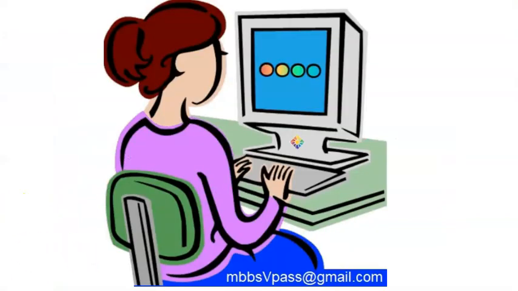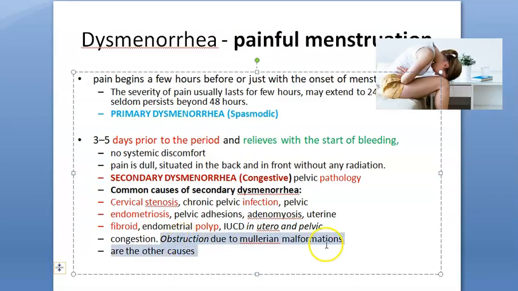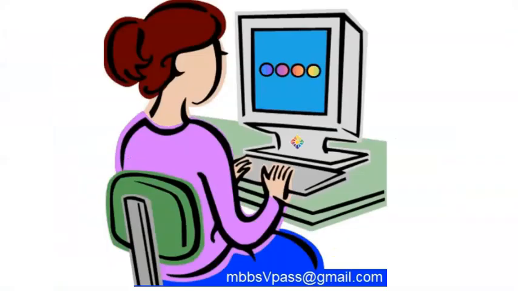What are we looking at? Dysmenorrhea. Also, it could be because of some Mullerian malformation. So for spasmodic pain, you can give some mefenamic acid, a prostaglandin synthase inhibitor, right? Then for congestive, you'll have to find the cause and fix it, okay?